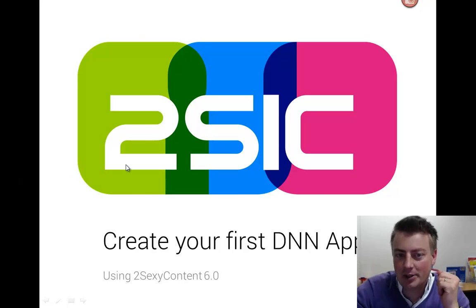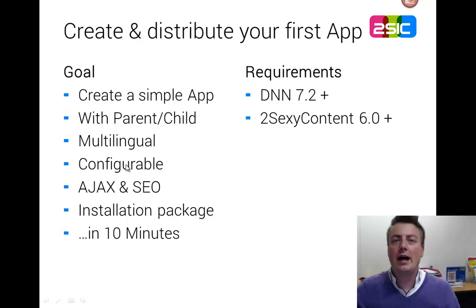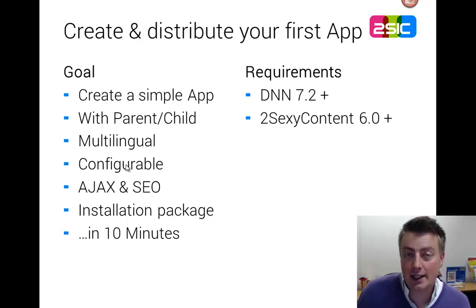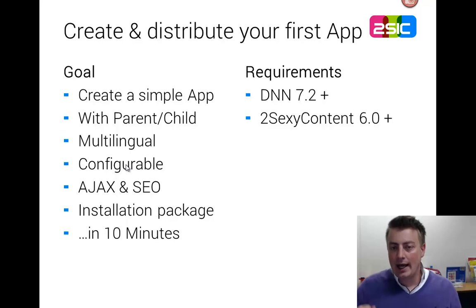So let's look at what we're actually going to be doing. We're going to create a very simple app with a parent-child relationship. We're going to make it multilingual. We're going to make it configurable. We're going to implement some AJAX and some SEO. And we're going to create an installation package that you can distribute again. And again, 10 minutes. What you'll be needing is a DNN 7.2, so just a new current version, and a new Too Sexy Content installation version 6.0 upwards.